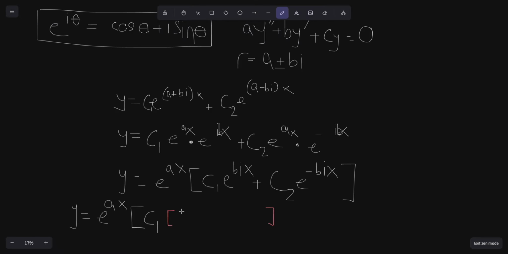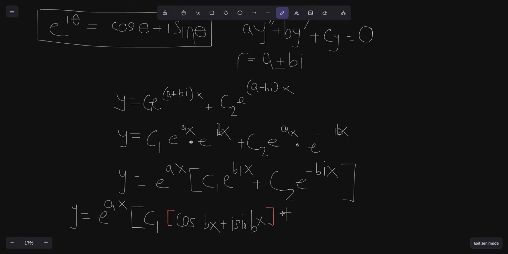The inside portion right over here is going to be cosine of, well, in this case, my theta term. We can think about I as corresponding to this I, and that means that theta has to correspond with this bx right over here. So cosine of bx plus I sine of bx.